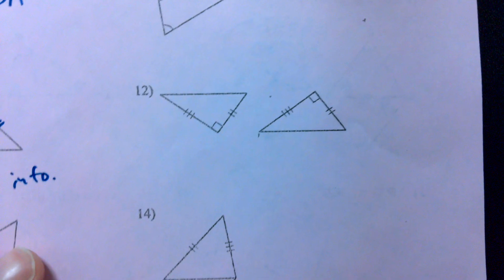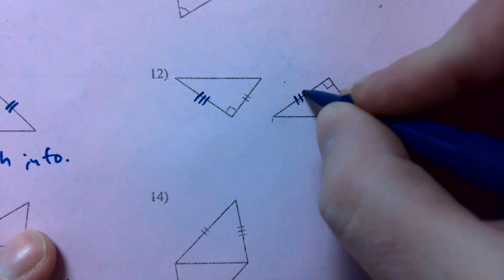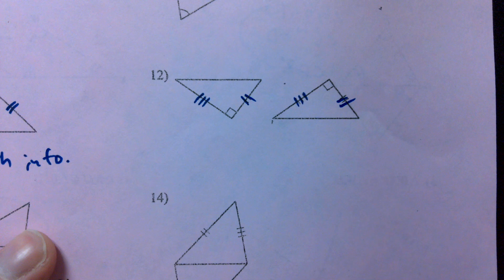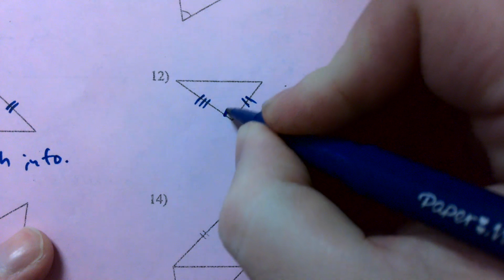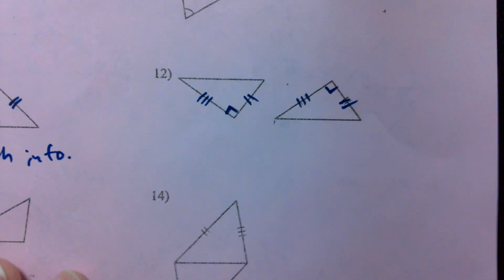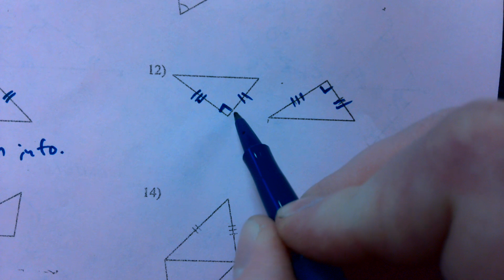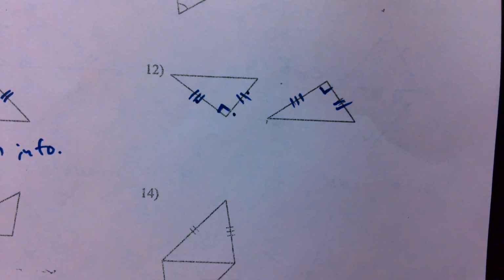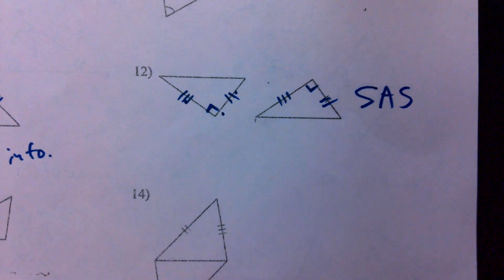Are any of these congruent? Well, Christian says 12. Let's look at 12. I've got these triple measures. I've got these double measures. Are those the only congruencies I have here? No. What else is congruent? The right angle. All right angles are congruent with each other. So I've got a side with an angle in between and then another side. Well, which congruency theorem is that? Side, angle, side.